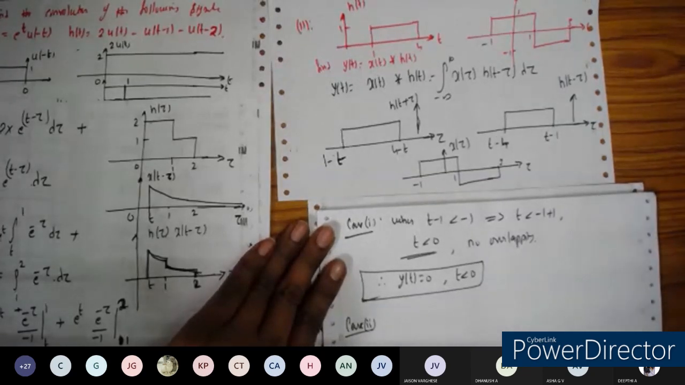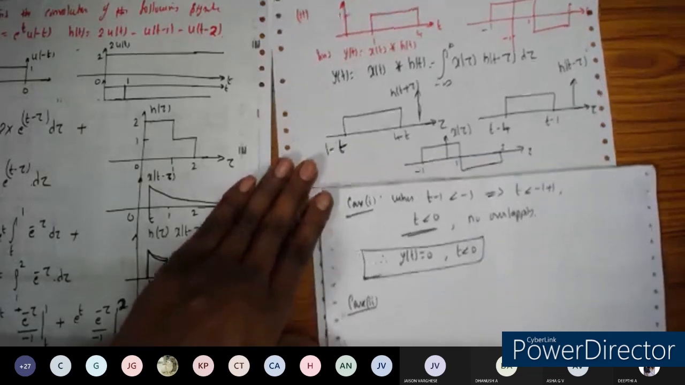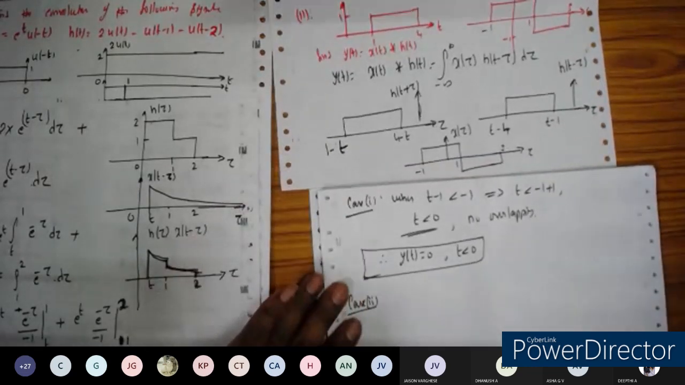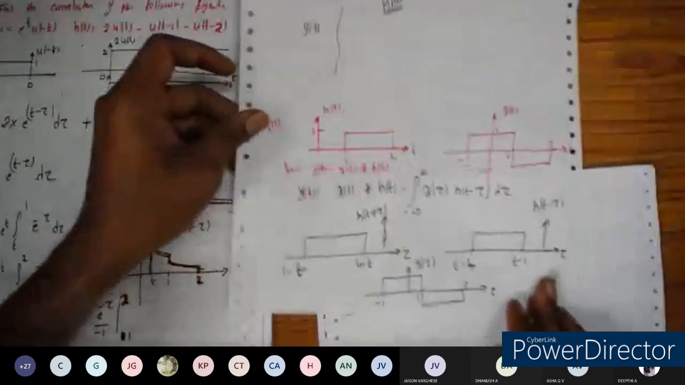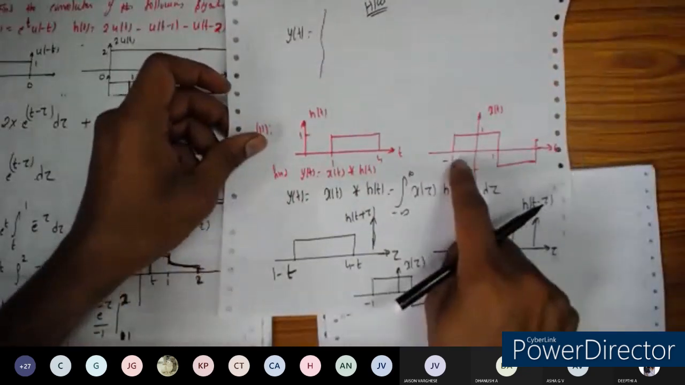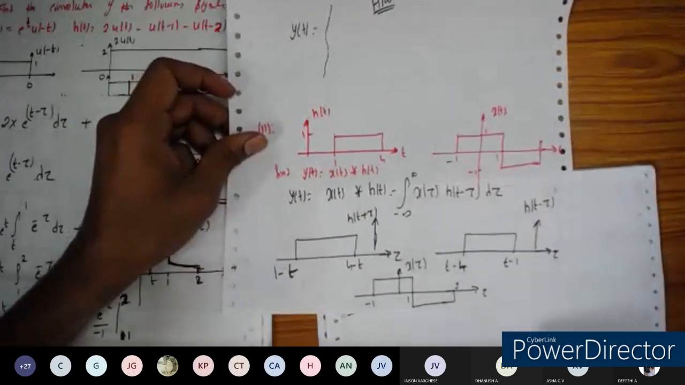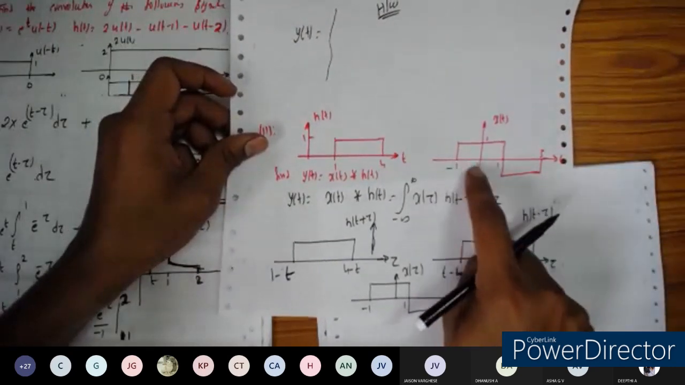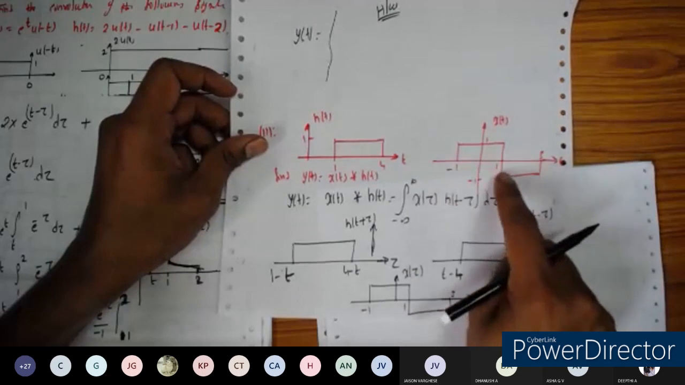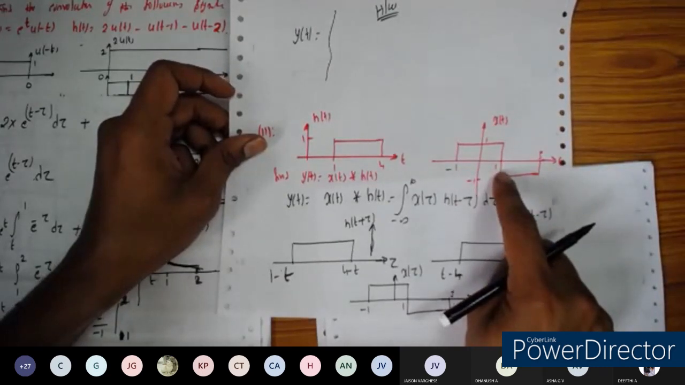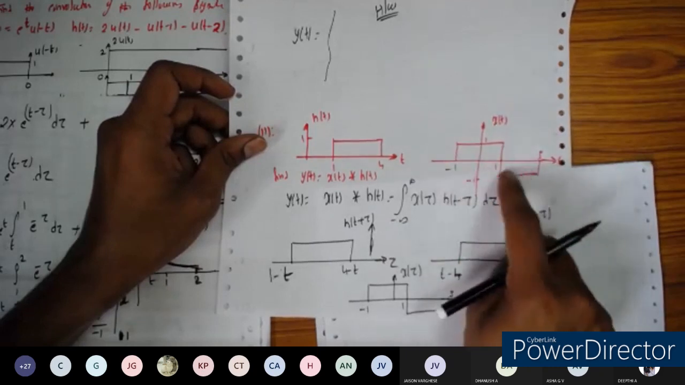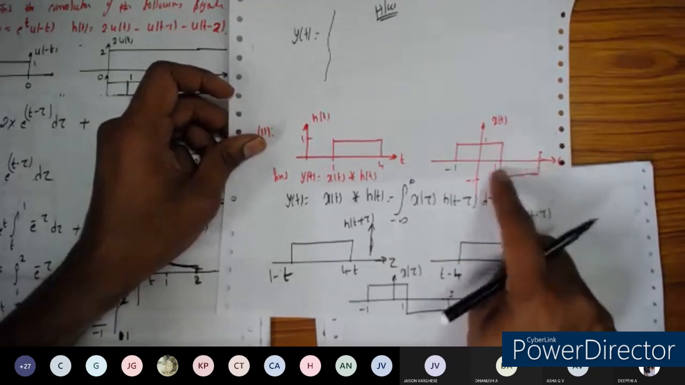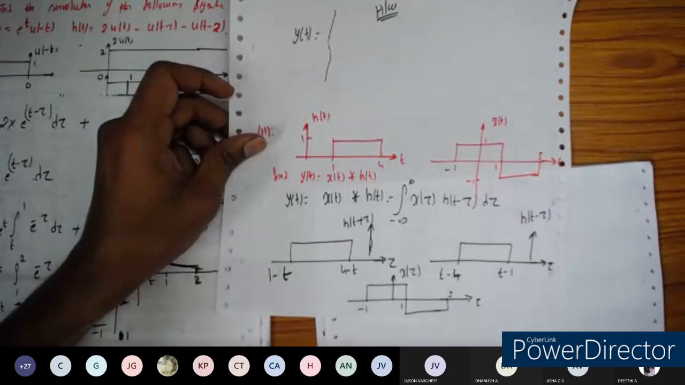Done, right? Okay. So next, let us take case 2. So the waveforms we have here: t minus 1 is greater than -1 and less than +1. Let us take this case because it is the positive axis. The next is the negative axis, so there we can take the other case.